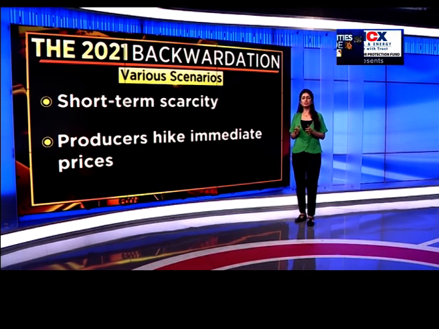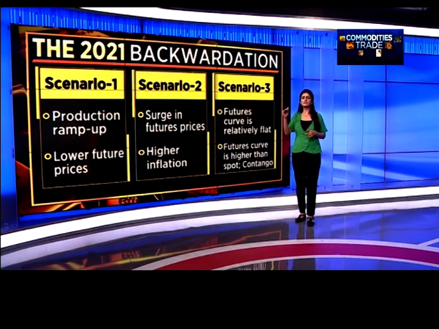When you put all of that in the current scheme of things, we are faced with short-term scarcity, so the suppliers have hiked prices of commodities. But do keep in mind that the future contracts will have storage and carrying cost in addition to other fundamentals added to those prices. So scenario one is that the production may be ramped up and the future prices will be lower. Remember the crude scenario in 2020 when it went negative, that's an example of that.